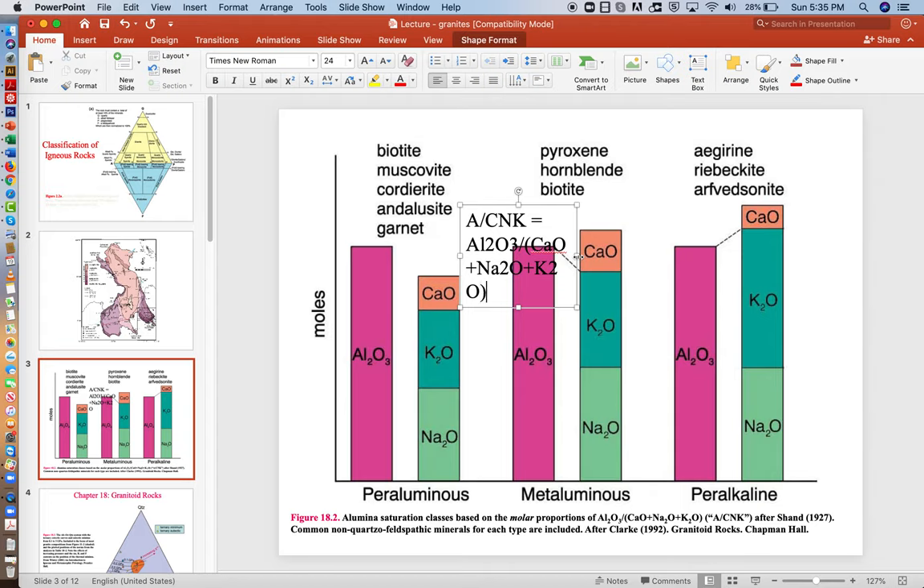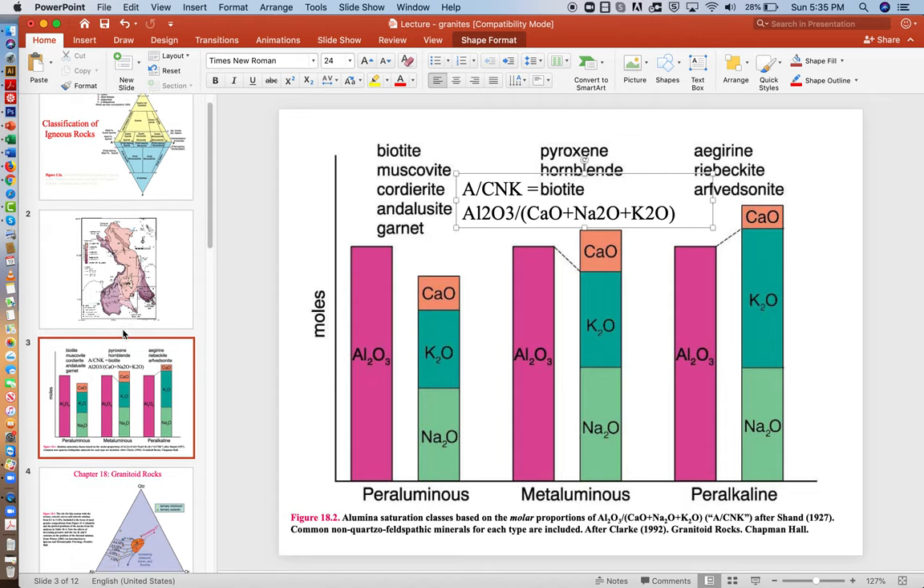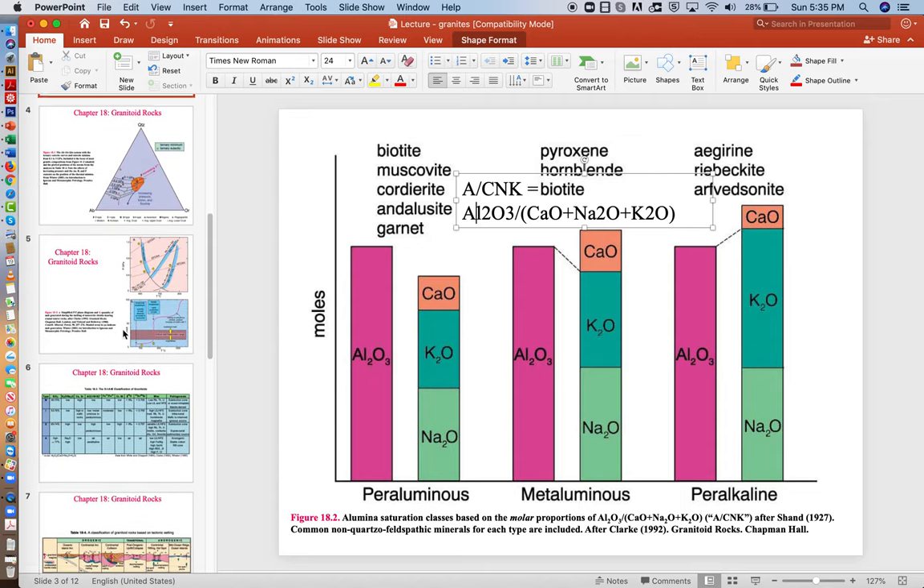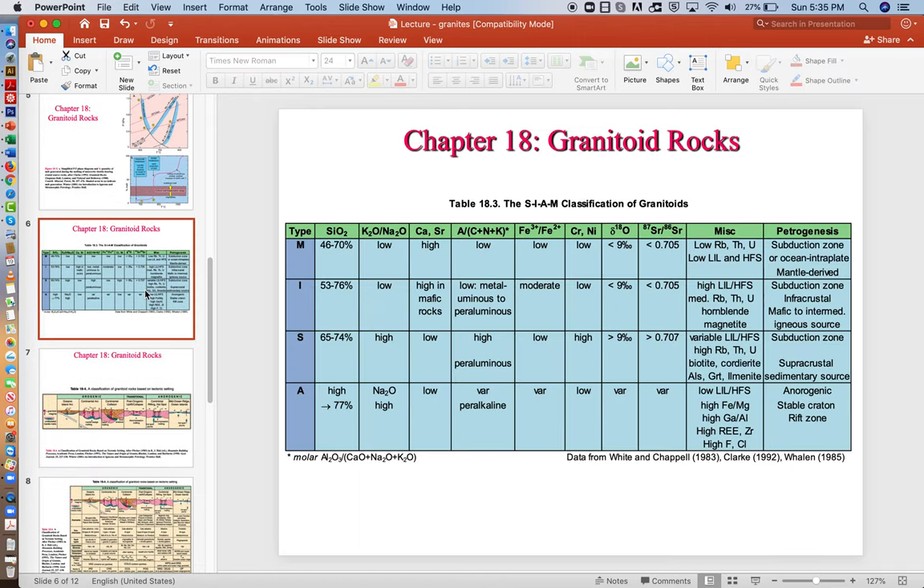Let's expand that so we can see that a little bit better. So the ACNK ratio, this is not my abbreviation, you'll see this in other textbooks. It's this ratio here, the total amount of molar aluminum divided by calcium, sodium, plus potassium, right? So why do we care about this? We care about it because we think that these here, peraluminous rocks, are so-called S-type granites.